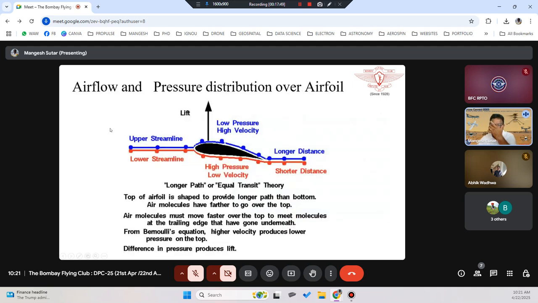So again, the same as what we discussed yesterday about airflow and pressure distribution over the airfoil. The longer path or the equal transit theory is also called the Bernoulli principle. The difference in the pressure produces the lift. How is the difference there? On the top, the air is flowing at a high velocity. That means there will be low pressure. Whereas the air below the surface is flowing with a low velocity, so high pressure is created. And this difference causes the lift. And that's how your wing is lifted in the air.